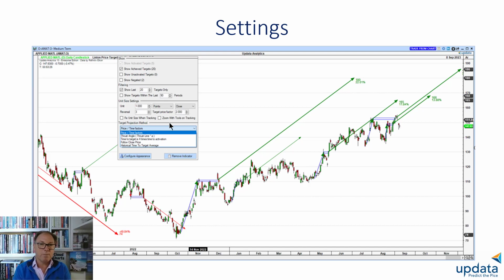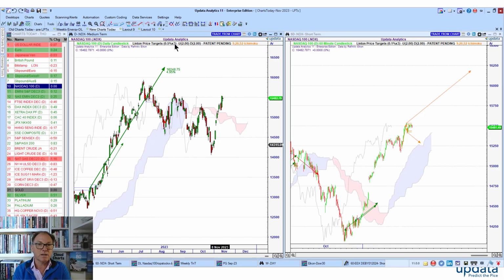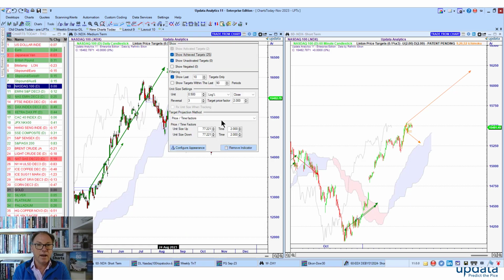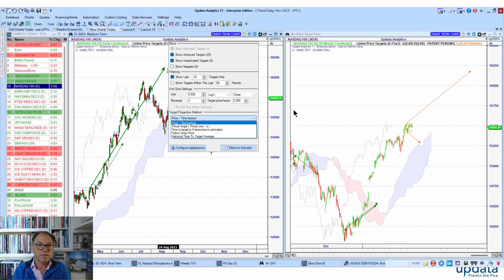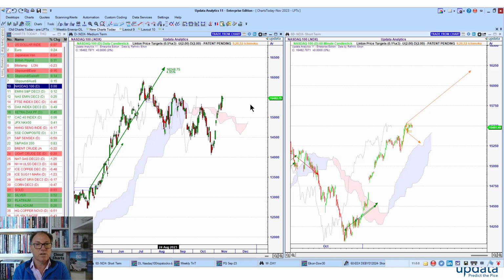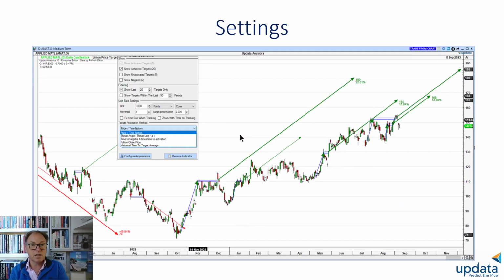So in the drop down in the settings, these are where you set those, and I can show you that in Updata. You just literally click on there, and these are the 5 different ones you can use. And as I said, I use the first one the most. So that's where the settings are.